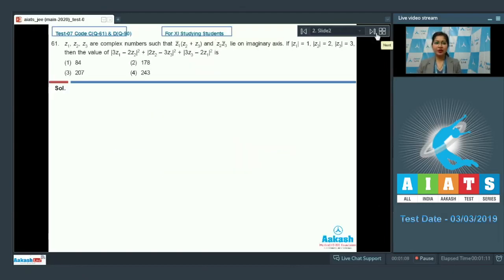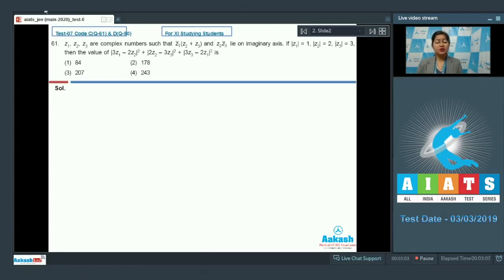So let us start with question number 61, which says that if Z1, Z2, Z3 are complex numbers such that Z1 bar into (Z2 plus Z3) and Z2 into Z3 bar lie on an imaginary axis. If modulus of Z1 is 1, modulus of Z2 is 2 and mod Z3 is 3, then the value of mod 3Z1 minus 2Z2 whole square plus mod 2Z2 minus 3Z3 whole square plus mod 3Z3 minus 2Z1 whole square is.